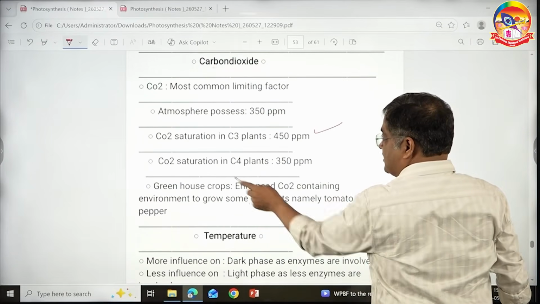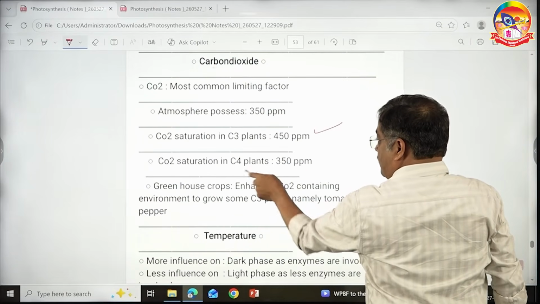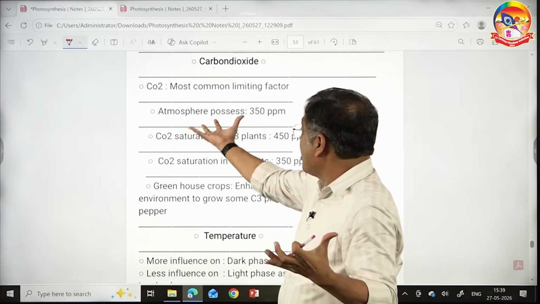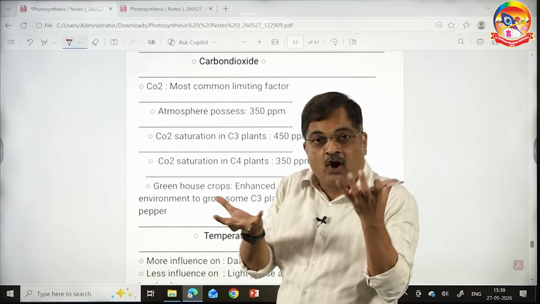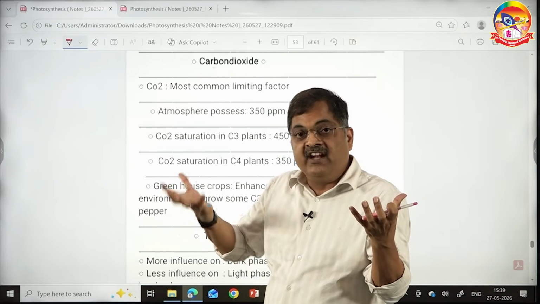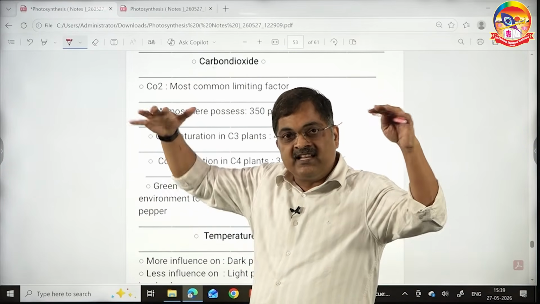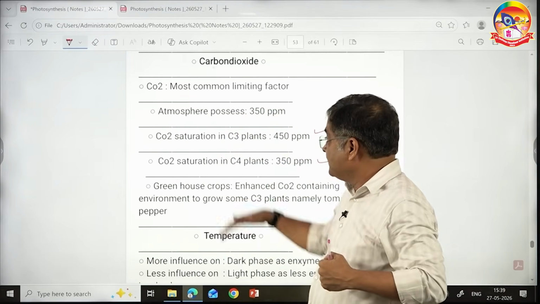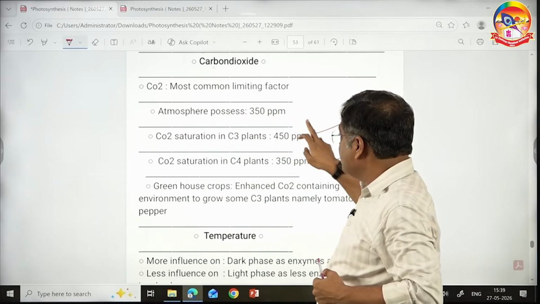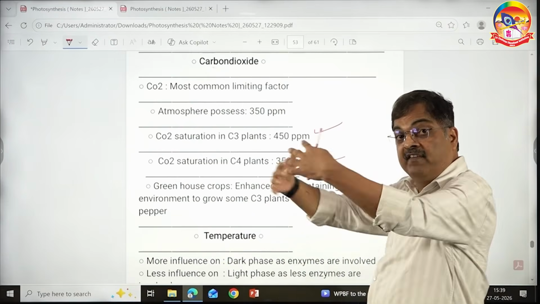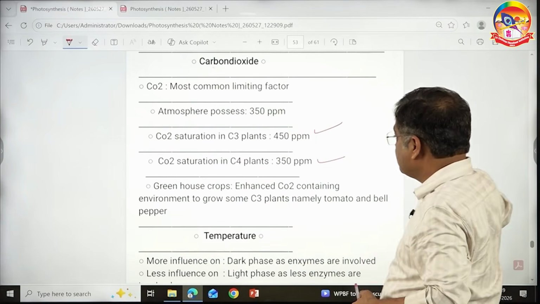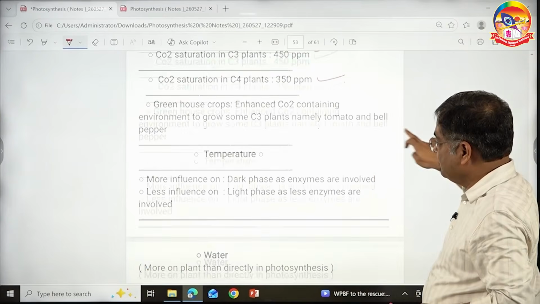C3 plants, CO2 saturation is 450, C4 is 350. What is parts per million? I told you, 350 is the carbon dioxide unit. Carbon dioxide molecules are present for every 10 power 6 air molecules. That is the most common carbon dioxide concentration in the atmosphere. And CO2 saturation in C3 plants is 450. At 450 saturation is reached, which means you have to increase this. And that is what greenhouse crops are, enhanced CO2.